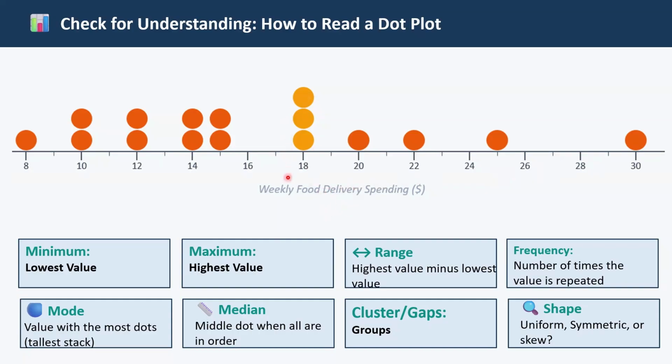18 is the mode because it appears multiple times. Why is 30 considered an outlier? Now, if you know the answer to all these questions, that means you can read the dot plot. If not, you can always go back and watch the previous slide.